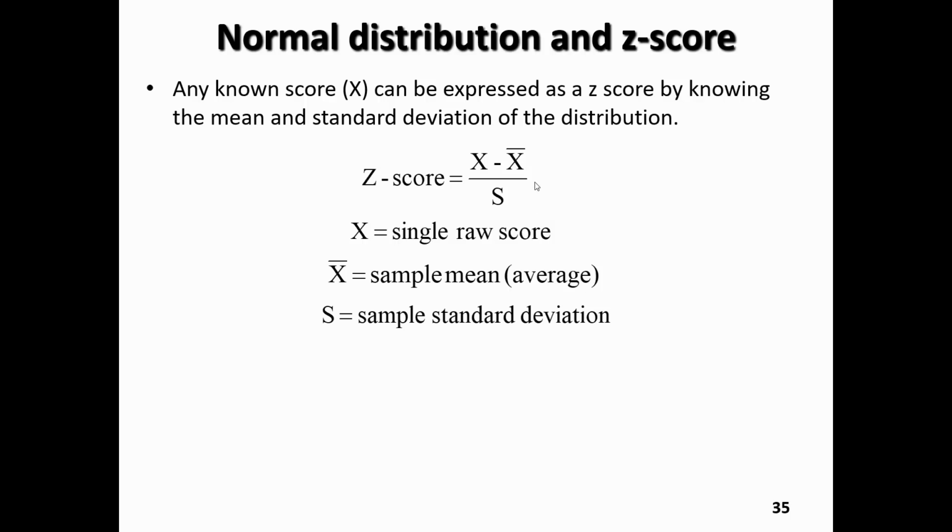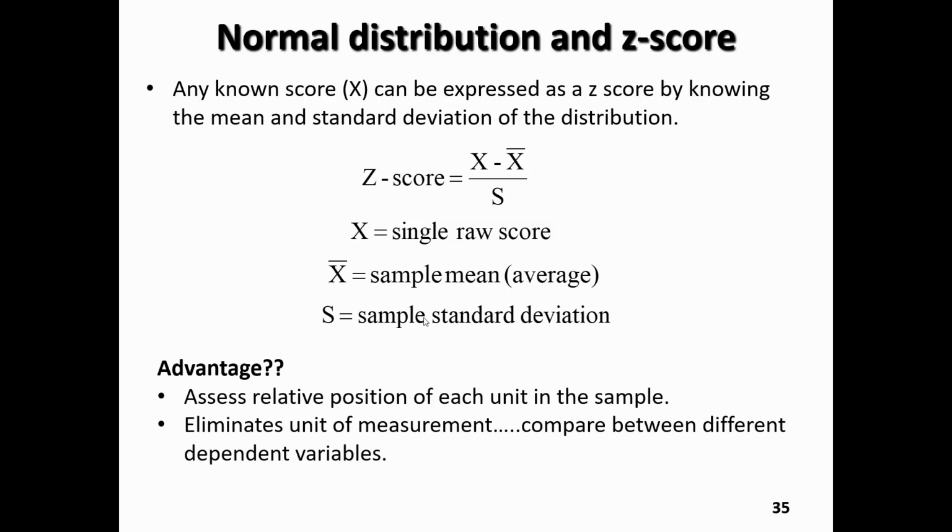If that's the case, then we have years divided by years, the years eliminates, and the z-score for each person is now unitless. And that allows us to come up with what's called a z-score that enables us to better locate the data with respect to the average. So once again, the x represents a single raw score. X bar represents the sample mean or the average, and S, usually lowercase, but in this case I used uppercase, is the sample standard deviation.